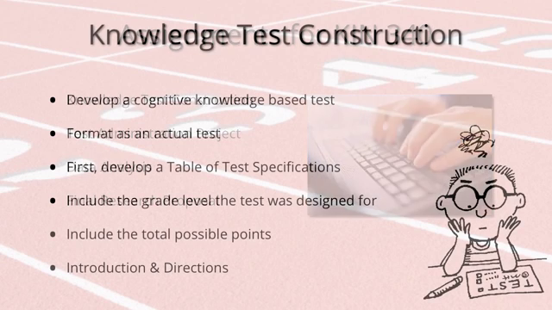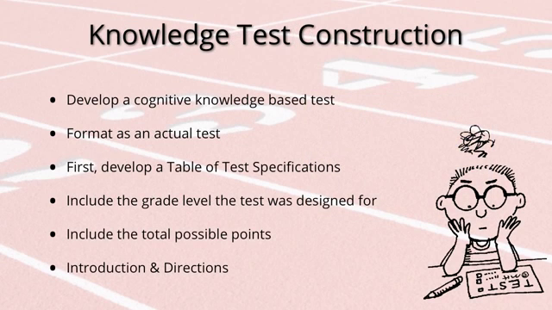For your knowledge test construction, you will follow the 8 steps listed in the assignment guidelines. You will basically create a test to assess the cognitive domain of a topic in physical education. Your test should be formatted as an actual test that you would hand out to a K through 12 student population. First, you're going to develop a table of test specifications. See the textbook for this information.